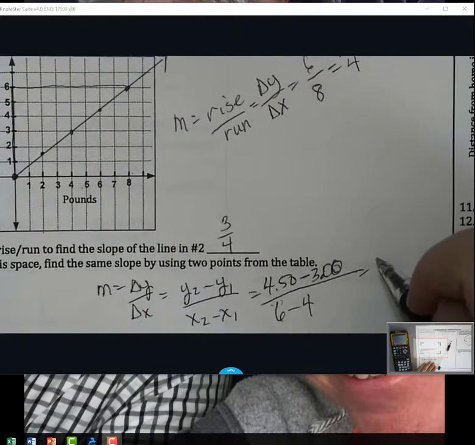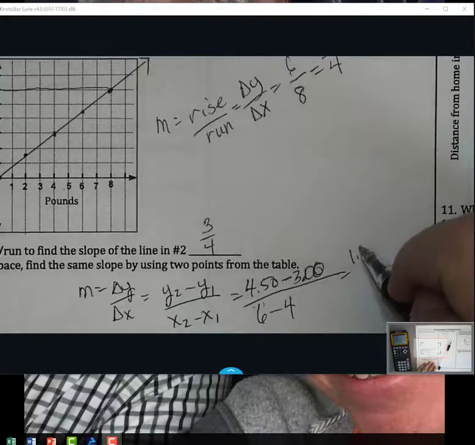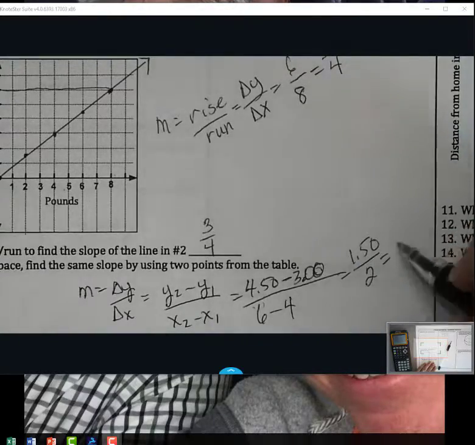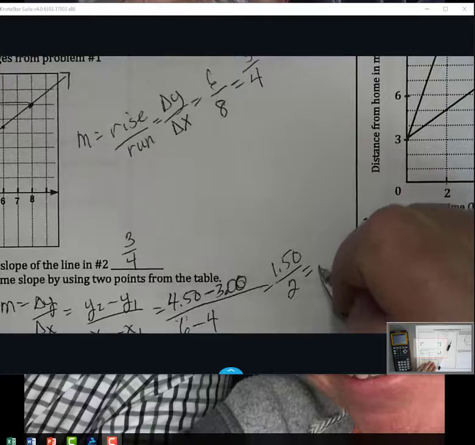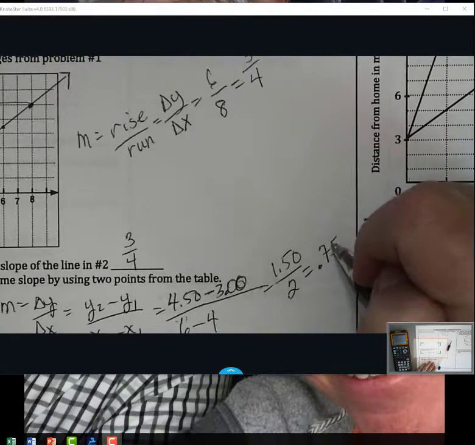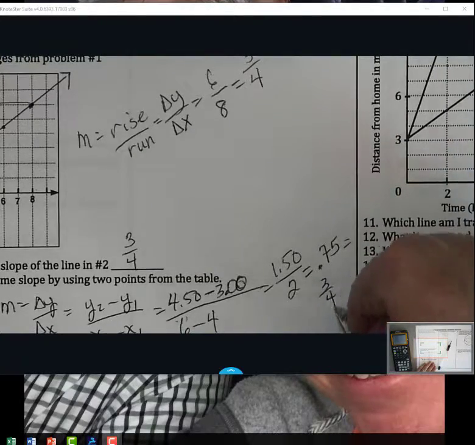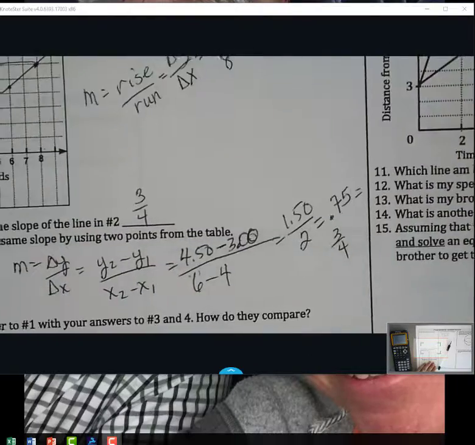Okay, so then I'm going to have $1.50 over 2, which is the same as 0.75, which is the same as 3/4. So they're the same each way.